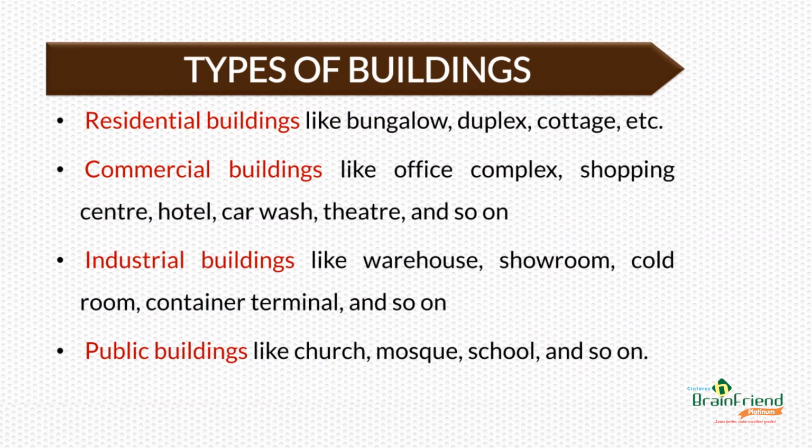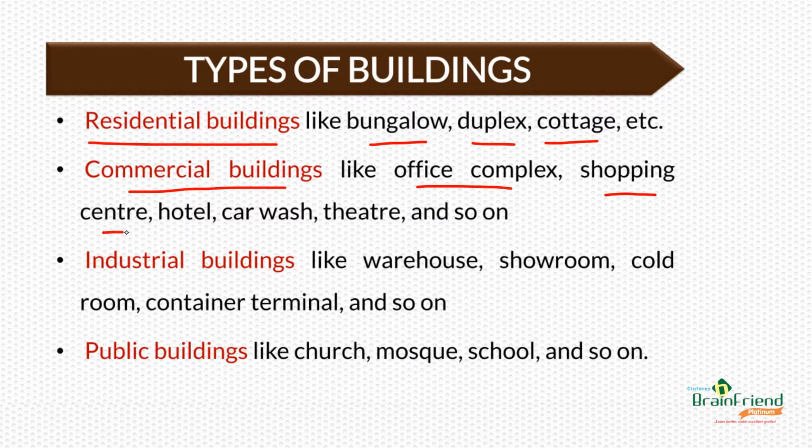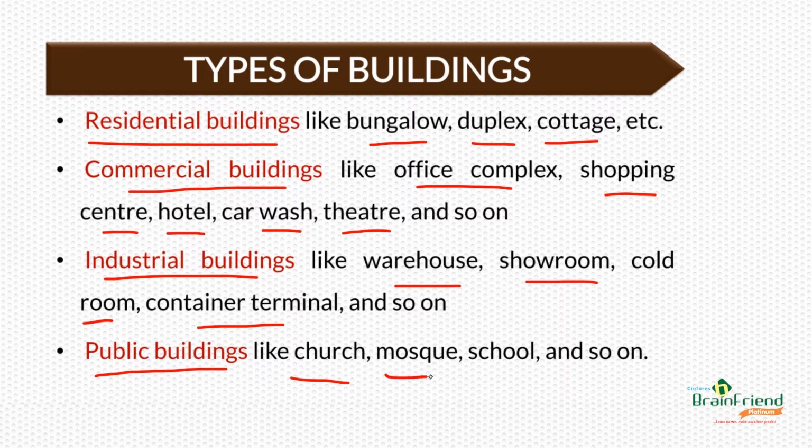Moving on, we'll be looking at the types of buildings. We have residential buildings, which include bungalow, duplex, cottage, and so on. Next, we have commercial buildings, which include our office complex, shopping centers, hotel, car wash, theater, and so on. Next, we have industrial buildings, which include our warehouses, showrooms, cold room, container terminals, and so on. And lastly, for this lesson, we have public buildings. They include the church building, mosque, school, and so on.